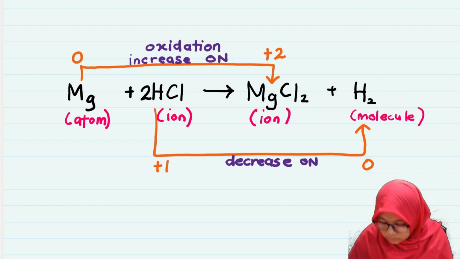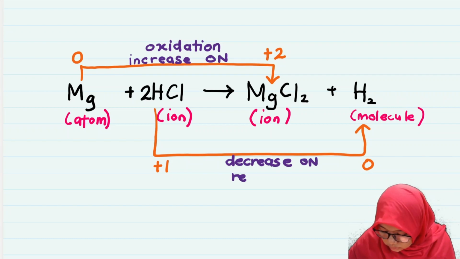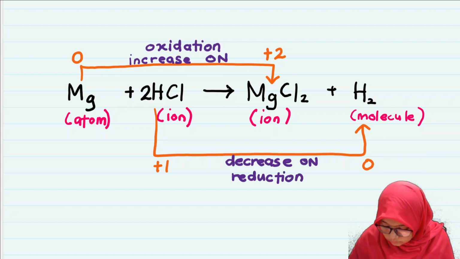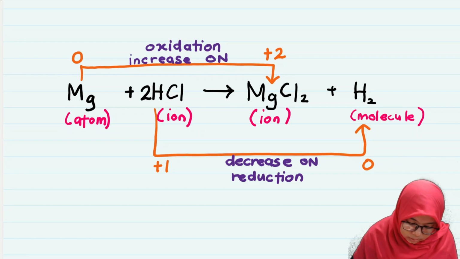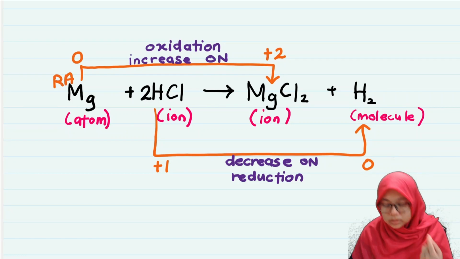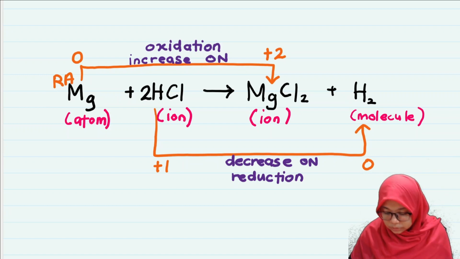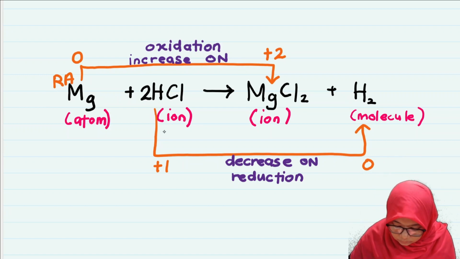So by definition, when the oxidation number decreases, the reaction is called a reduction reaction. Same as all the definitions that we have learned before, the substance that undergoes oxidation is the reducing agent, and the substance that undergoes reduction will become the oxidizing agent.